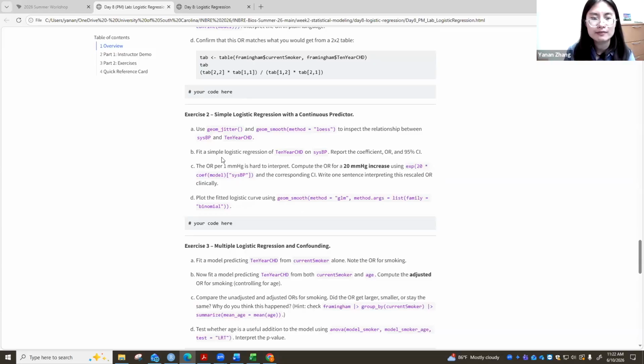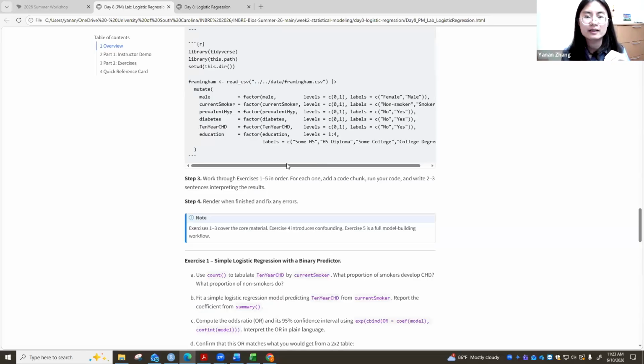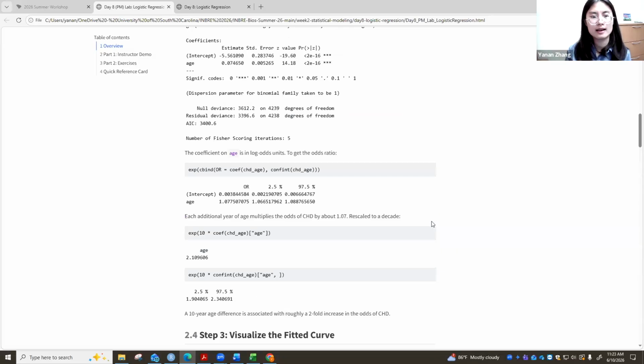And then part B, we can fit a logistic regression where the outcome is coronary heart disease and the predictor is systolic blood pressure and get the confidence interval and the odds ratio. And part C asks you to get the odds ratio and confidence interval for a 20-unit increase in the systolic blood pressure. And part D asks you to draw such an estimated curve as we did here to our plots. So now let's work on this lab exercise.